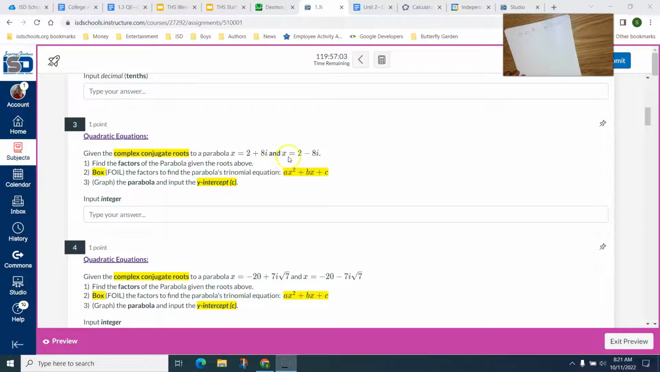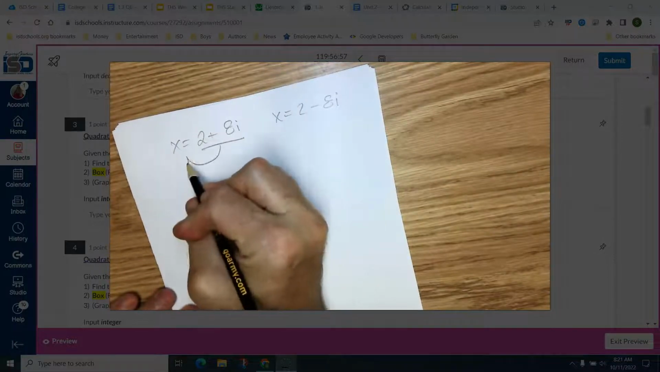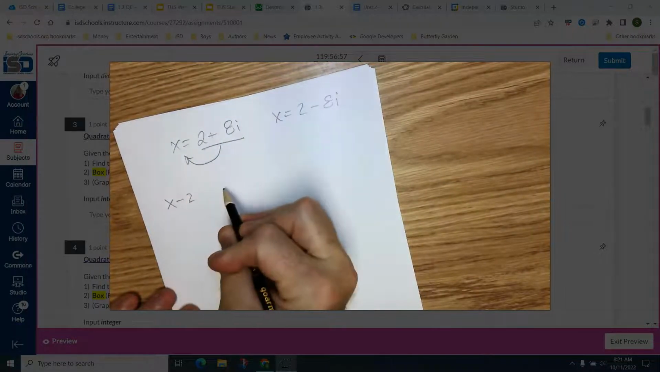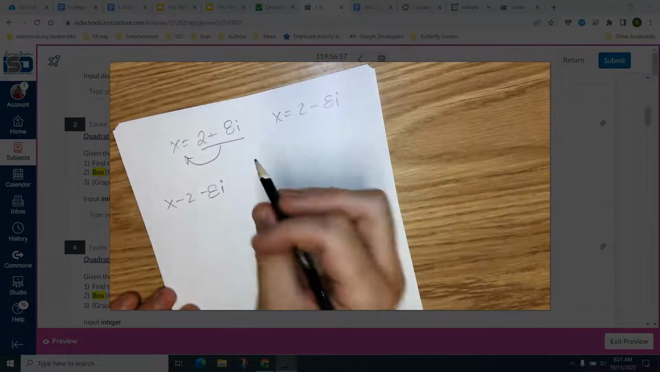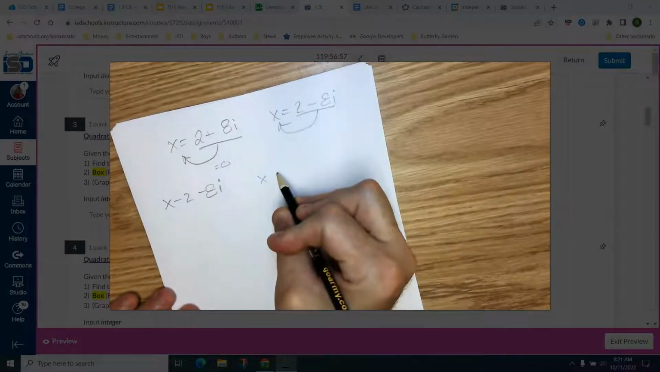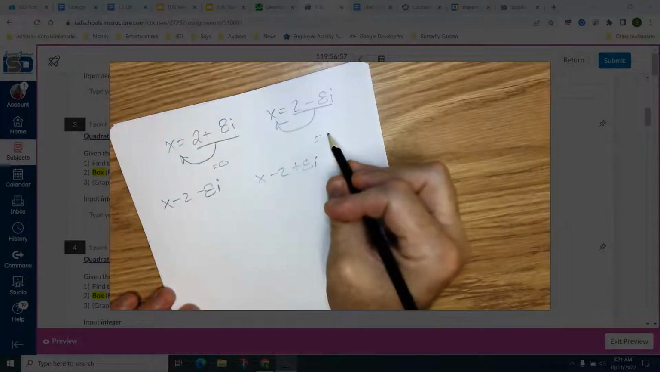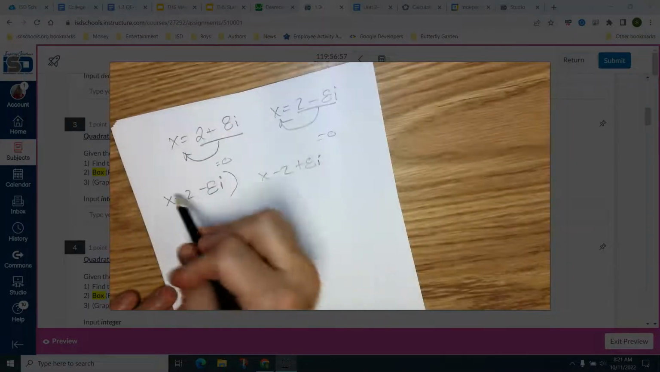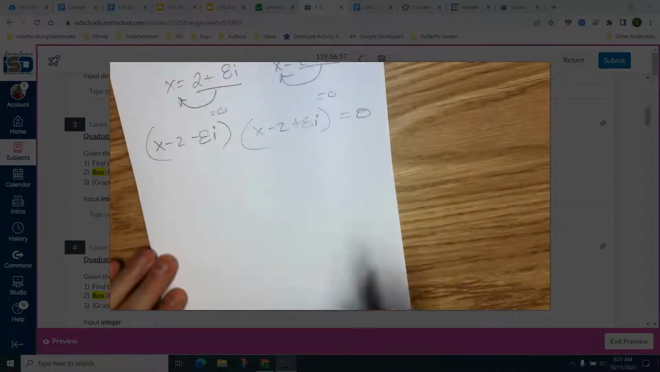Alright. And then we are going to FOIL this thing after we find the factors. So here we go. I wrote it down. Alright. I'm going to take these two to the other side. So I have x minus 2 minus 8i. Alright. That is equal to 0. And then I'm going to take this to the other side and I have x minus 2 plus 8i. Alright. And now that is equal to 0. I'm going to FOIL these. Alright, so they are both equal to 0.